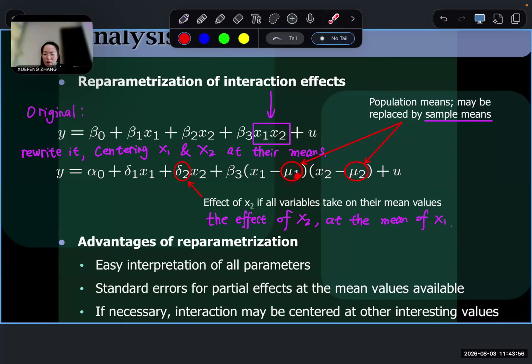Okay, be careful, mu1 and mu2 here are not the error term. Here they are the sample means of x1 and x2, okay?